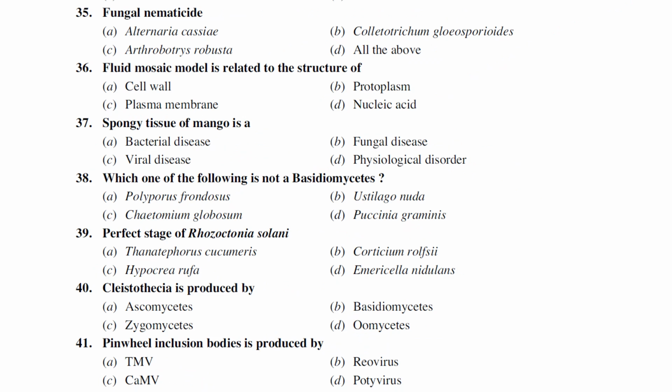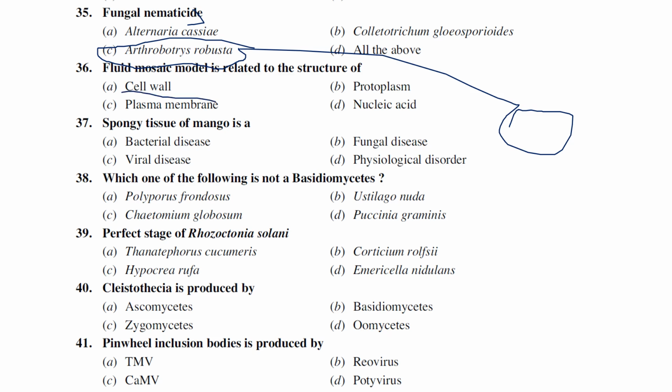Fungal nematicide. Which of the following is a fungal nematicide? Alternaria casei, Colloidum glospirides, Arthrobotrys robusta, all the above. The best example is Arthrobotrys robusta. In mycology, these are fungal traps: the fungal mycelium traps the nematode and kills it. That's why it's called a fungal nematicide. So Arthrobotrys robusta. The fluid mosaic model is related to the structure of the plasma membrane.